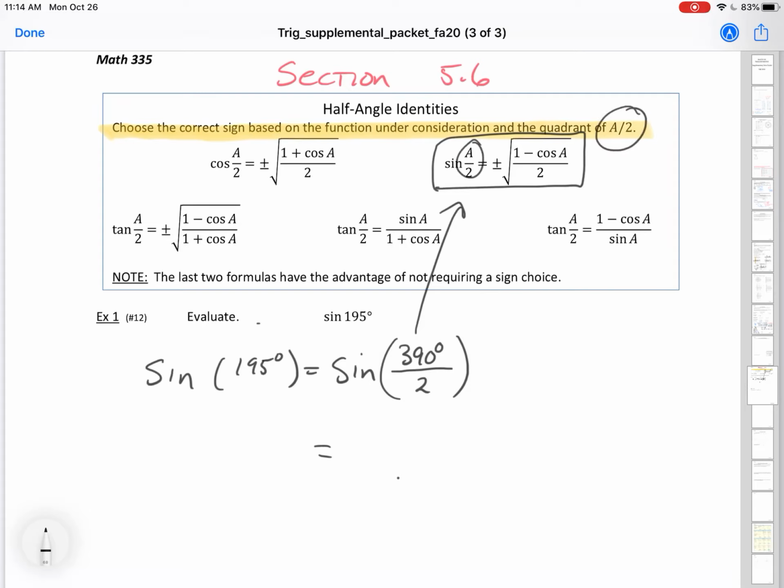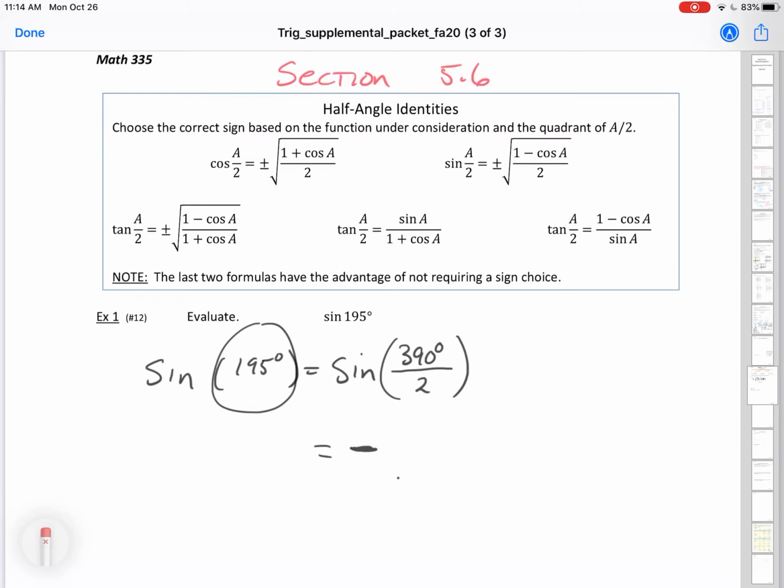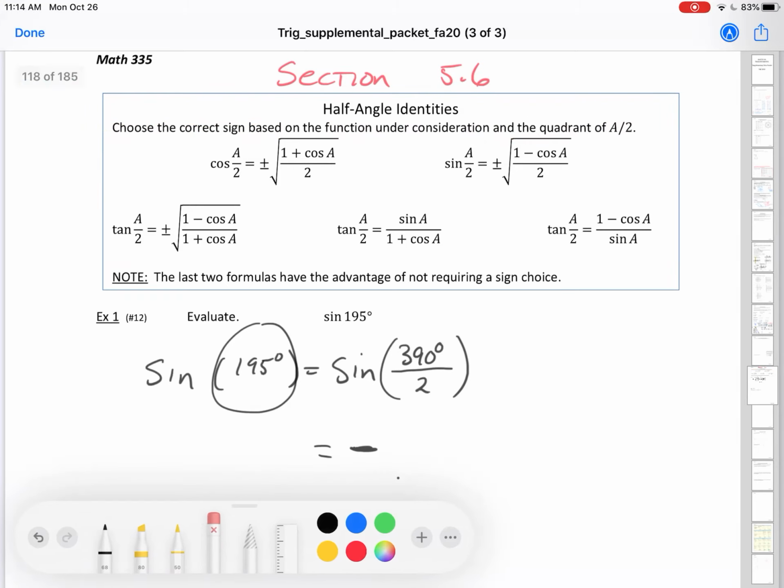I need to take into consideration this angle on the side. 195 degrees is actually in quadrant 3, where sine is negative. So the answer to this is going to be a negative. And that's awesome because that's good thinking for us. We have to put some thought in there.